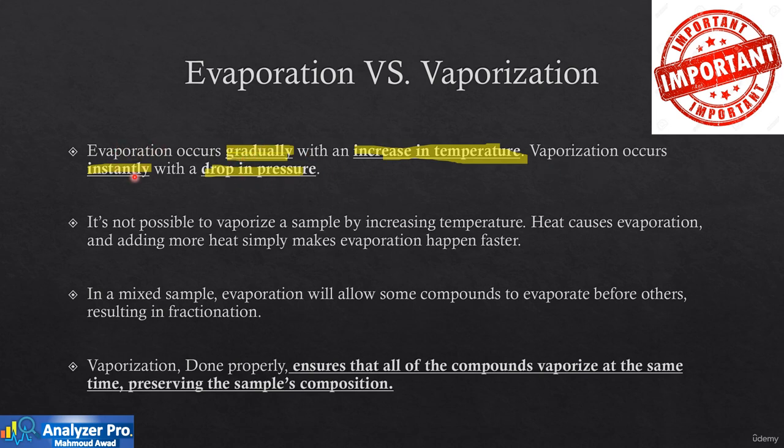It's not possible to vaporize a sample by increasing temperature. Heat causes evaporation, and adding more heat simply makes evaporation happen faster. In a mixed sample, evaporation will allow some compounds to evaporate before others, resulting in fractionation. This means that the gas produced from evaporation is not the same composition as the liquid sample. Vaporization, done properly, ensures that all of the compounds vaporize at the same time, preserving the sample's composition.